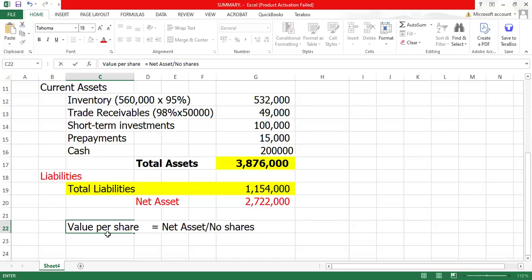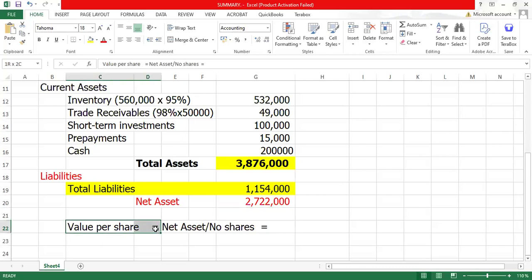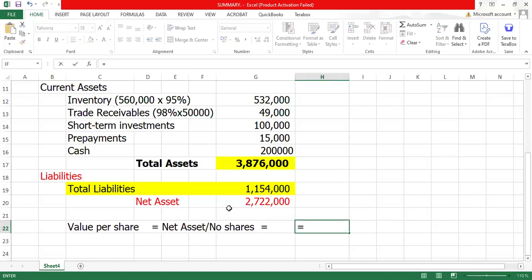If you want to know the price per share, because most times when you want to advise, it becomes hard to advise basing on this. If you want to advise basing on this, you need to look at the total equity in the balance sheet. But if you want to advise basing on the price per share, then you have to do this working: the net asset divided by number of shares. Do we have the number of shares?